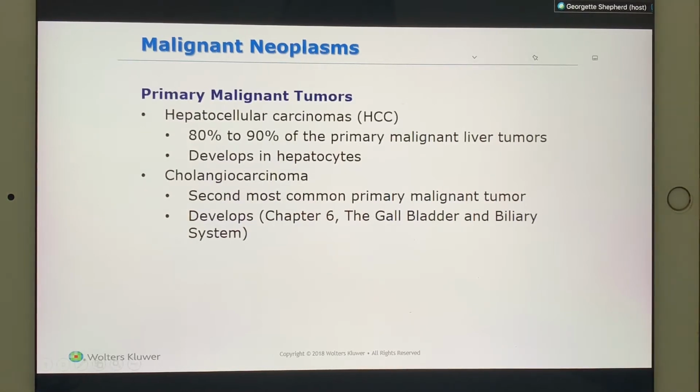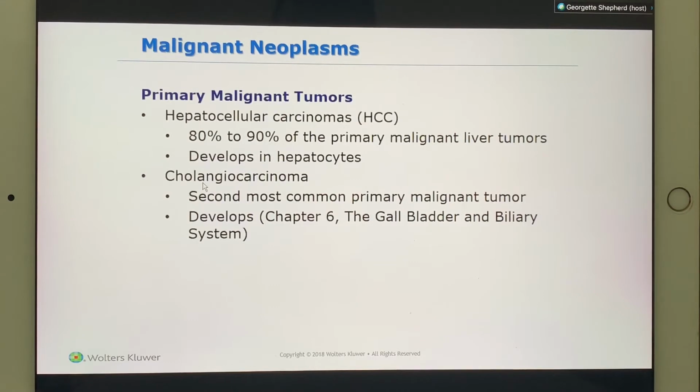So the number one mass is called hepatocellular carcinoma. It is a primary malignant liver tumor, and it develops in the hepatocytes. Next to that, you have cholangiocarcinoma. That means that it has developed in the bile ducts or the gallbladder.